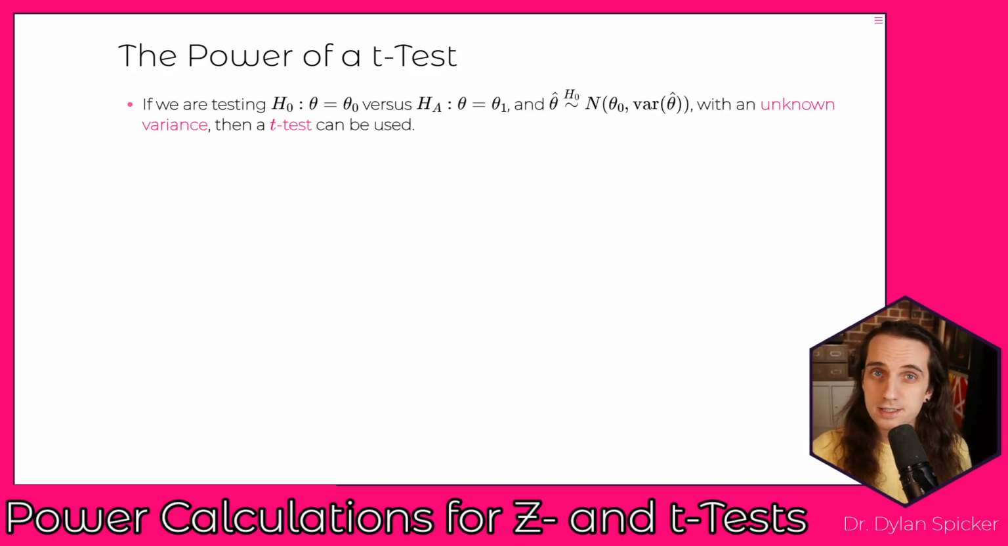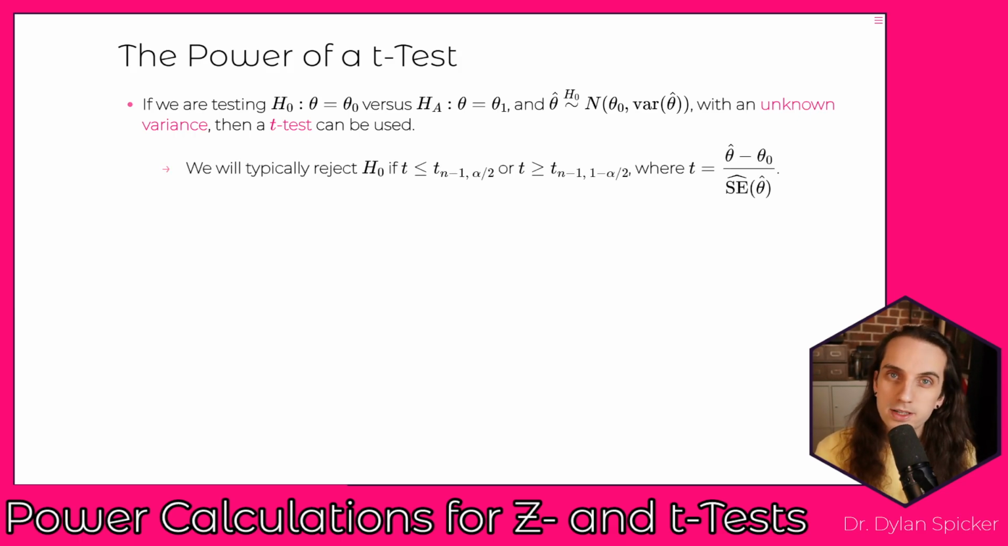What about if we're running a t-test instead? The setup's going to be much the same, but our distribution is going to change. So if we're testing theta equals theta 0 versus theta equals theta 1, the null hypothesis is that it follows a normal distribution, but we don't know what the variance is, then instead we're probably going to be making use of a t-test. Right? So typically we're going to reject the null hypothesis if the t-value is less than the lower critical value or greater than the upper critical value, and that t-statistic looks exactly like our z-score, except here, instead of using the true standard deviation, we're using the approximated standard error, the estimated standard error.